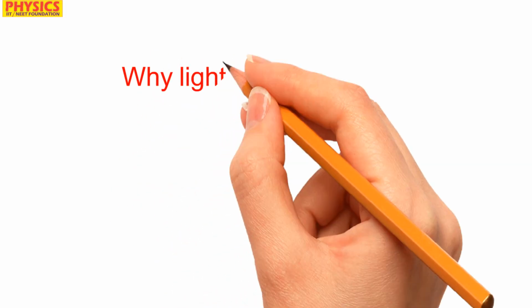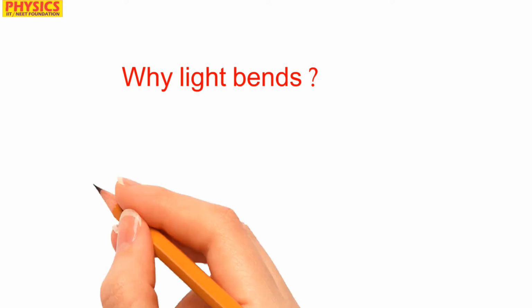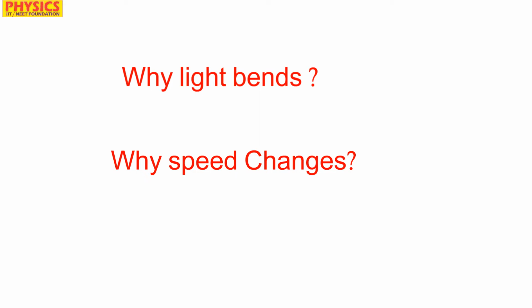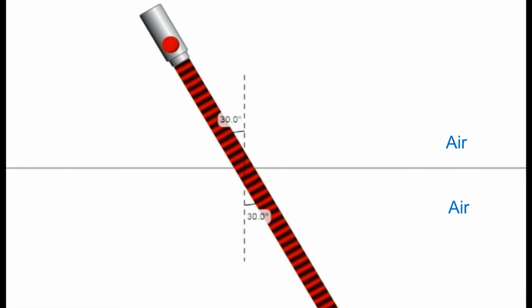Now let us discuss why light bends when it moves from one substance to another substance, and why the speed of light changes. These things we are going to discuss now. So with the help of a demonstration, I would like to make clear this concept to you. So I have taken first two media as same, air and air. So whenever light enters from air to air, there is no bending. You can observe it very clearly. So the angle of incidence is 30 degrees and angle of refraction also 30 degrees. So there is no refraction.